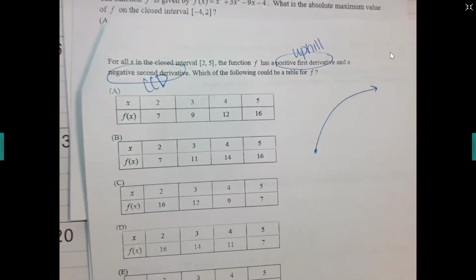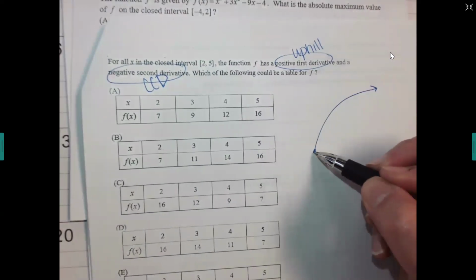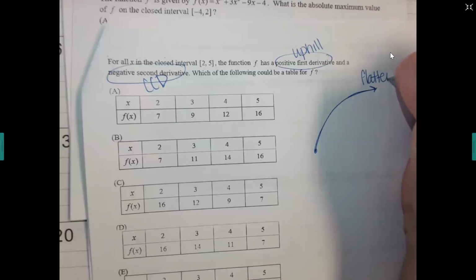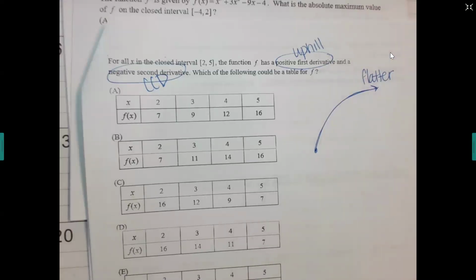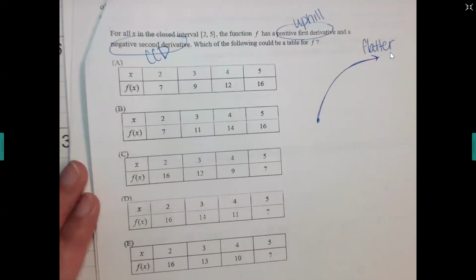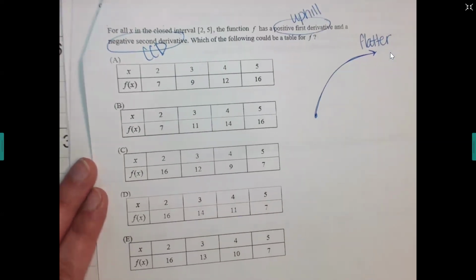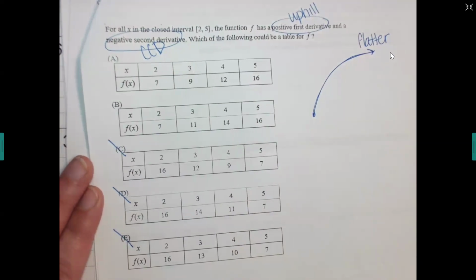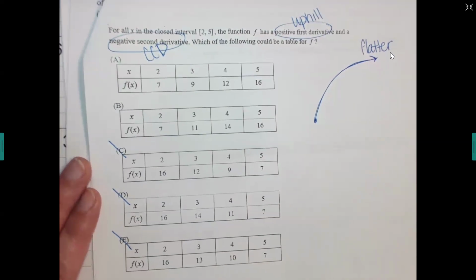Is your graph getting steeper or flatter? It starts off pretty steep, but then what happens? It's getting flatter. Then remember, in this case, you want your jumps in the table to get smaller each time, but they have to be increasing. Which of these graphs are your Y's not even getting bigger? C and D and E. All three of those are out because they're not even going the right way. If I want a positive first derivative, my numbers have to be getting bigger. Okay, then my jumps have to be getting smaller.